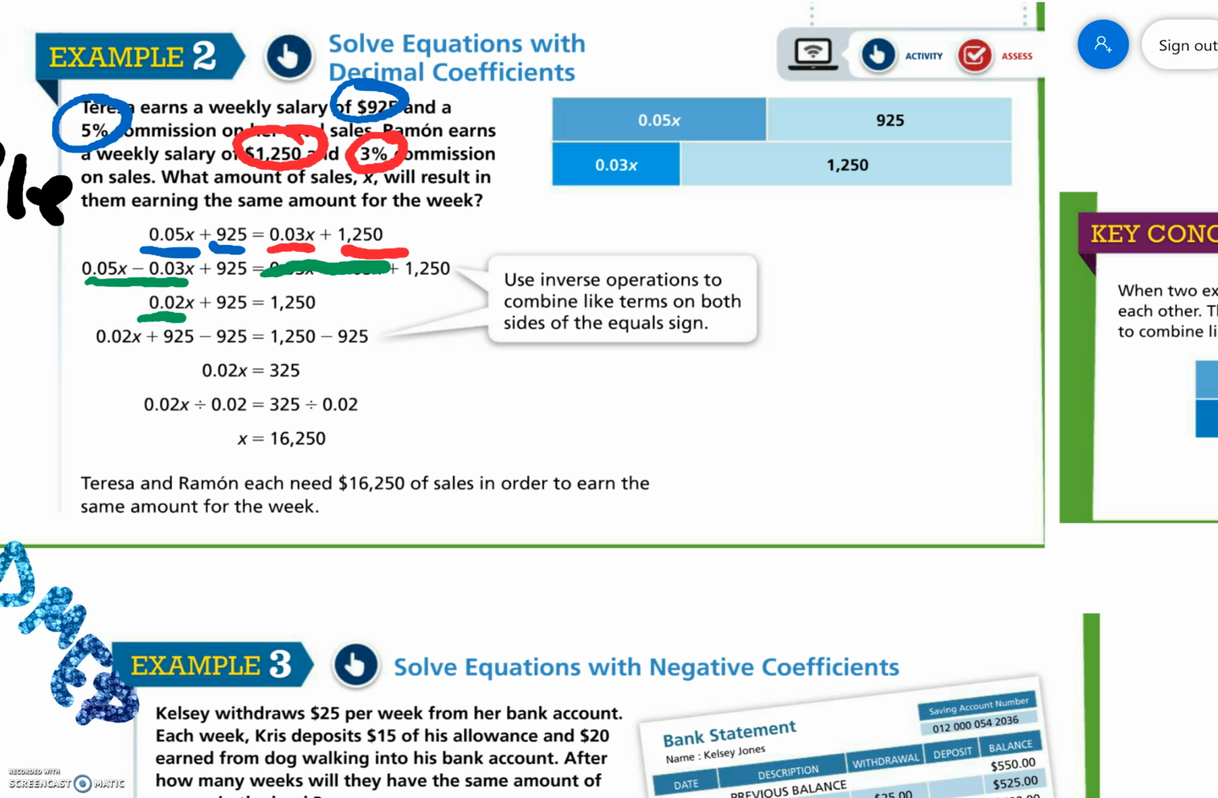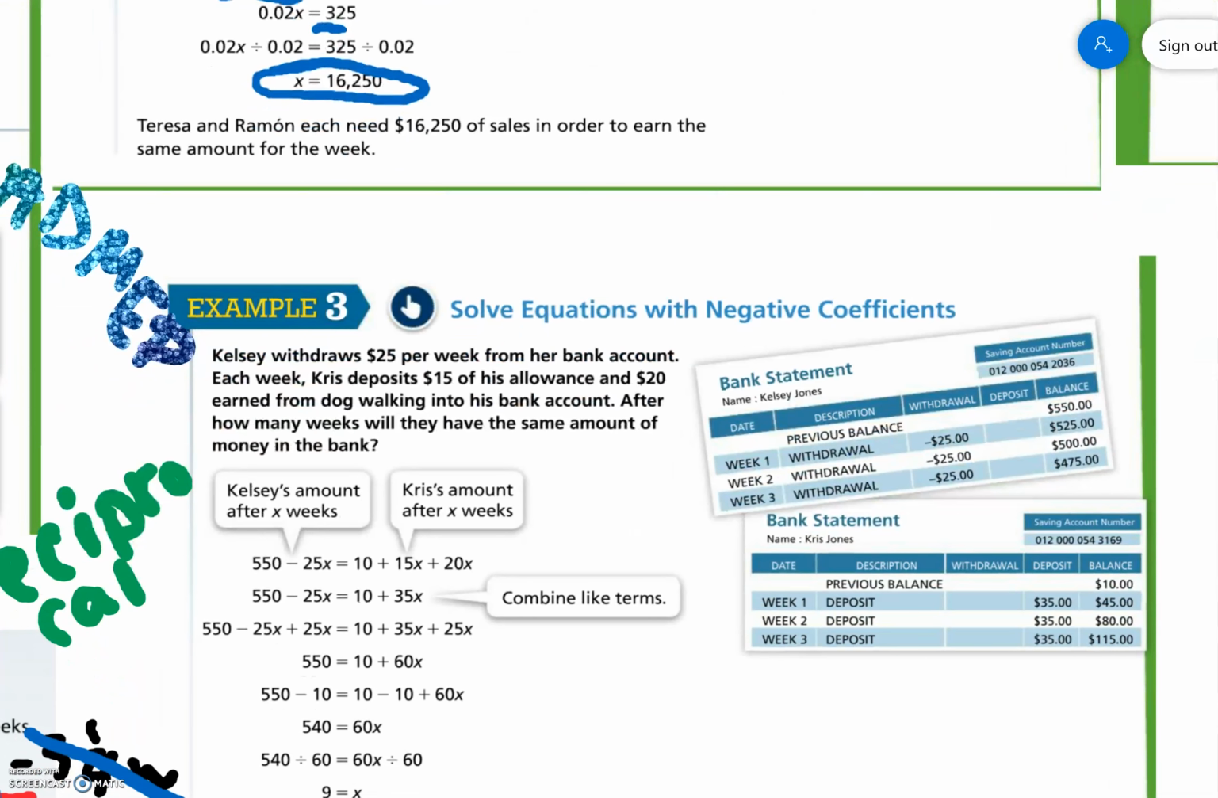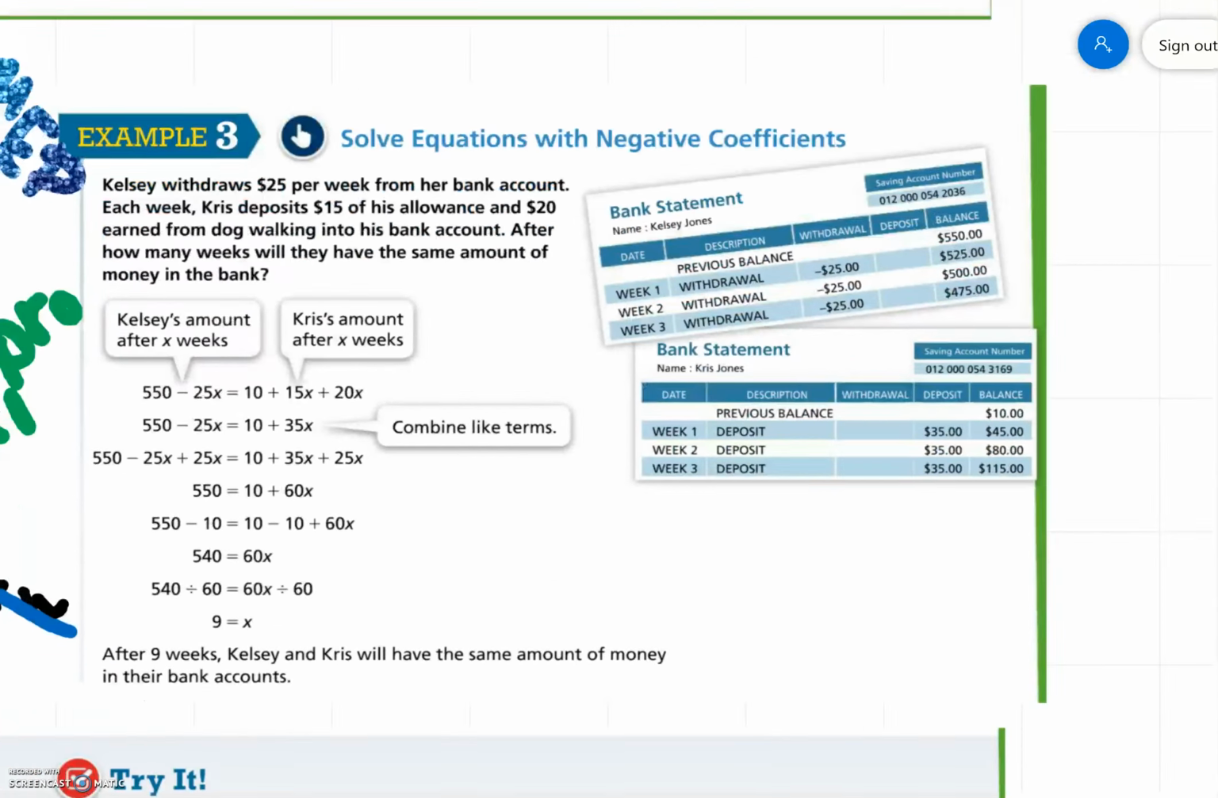Then our next step is to get the 925 away from the x. So we subtract 925, which means those will cancel out. Subtract 925, we get 325. 0.02 is being multiplied by x. So in order to get rid of it, we need to use the inverse operation. The inverse operation of multiplication is division. So we divide by 0.02, and you should get x equals $16,250. So if they both sell $16,250, they will earn the same amount of money in a week.